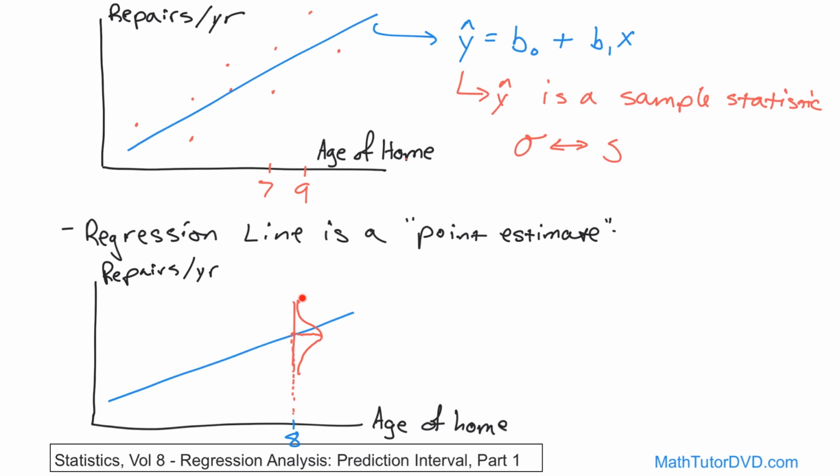And what you're going to find is that some of the people are going to require more repairs. They're going to be up higher than the line. But notice that it tails off, so fewer people are going to require lots and lots of repairs. And some people are going to have very few repairs, but notice it tails off down here. Very few people are going to have 0 repairs, for instance. And most of the people, which is the bulk of this curve, are going to line up with what our regression line says, hopefully, if we've done a good job.